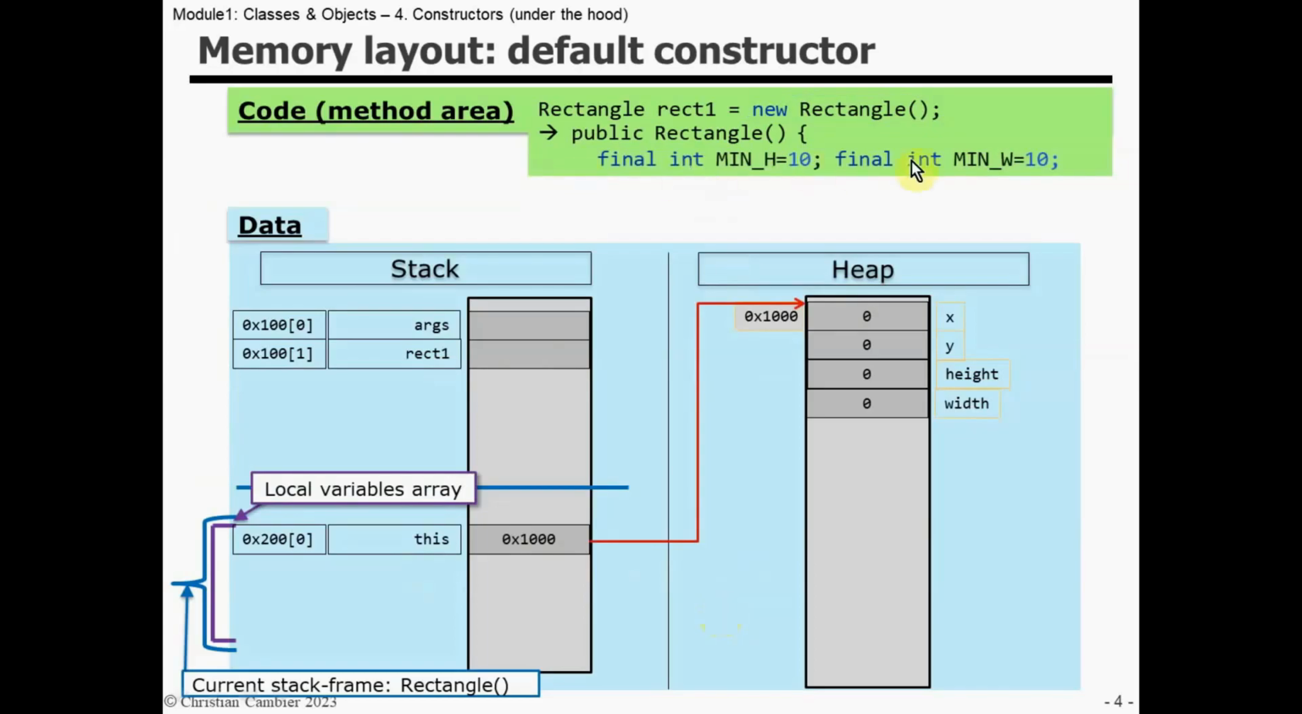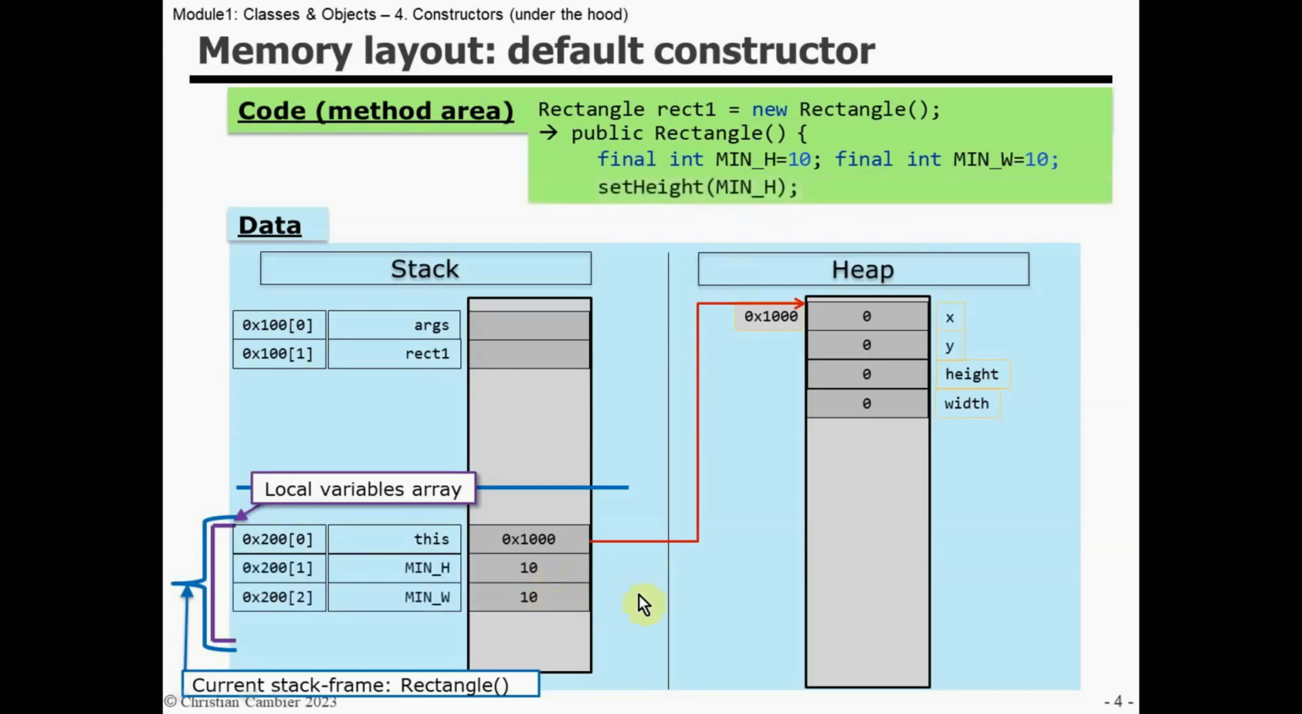So 2 local variables. I abbreviate here min h. This stands for minimum height and minimum width, because I don't have enough space to write it in full. So 2 local variables will be allocated on the stack, minimum height having a value of 10 and minimum width as well. And then we invoke the setter.